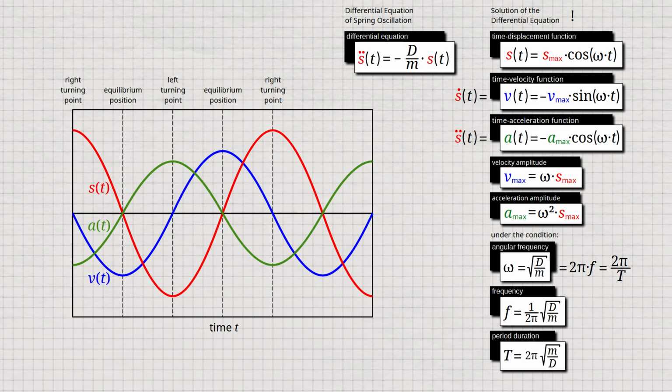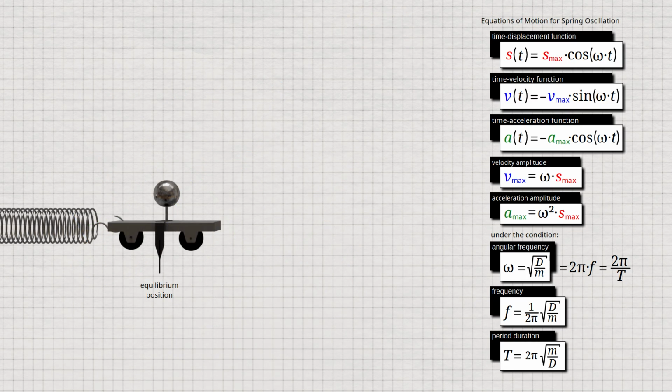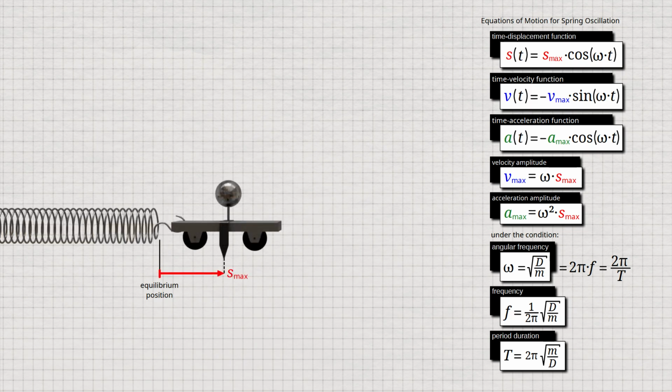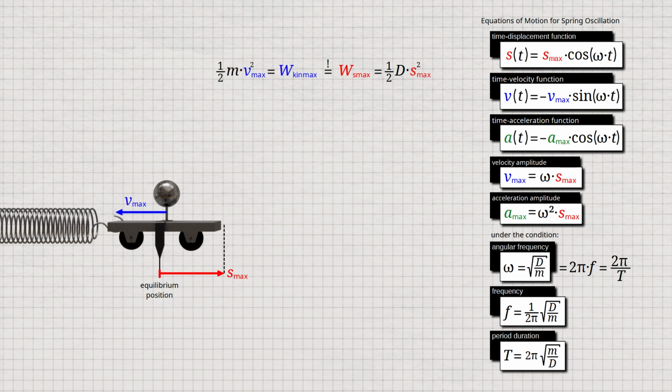Next, the oscillation will be examined from an energetic perspective. If the pendulum is displaced to its maximum at the start of the oscillation, work must first be done to stretch the spring. For an initial displacement of s max, the spring system therefore possesses the corresponding potential energy, Ws max. This stored energy is then converted into kinetic energy when the pendulum is released, reaching a maximum at the equilibrium position where the potential energy has been completely transformed into kinetic energy. According to the law of conservation of energy, this results in the indicated relationship between the square of the maximum velocity and the square of the maximum displacement.